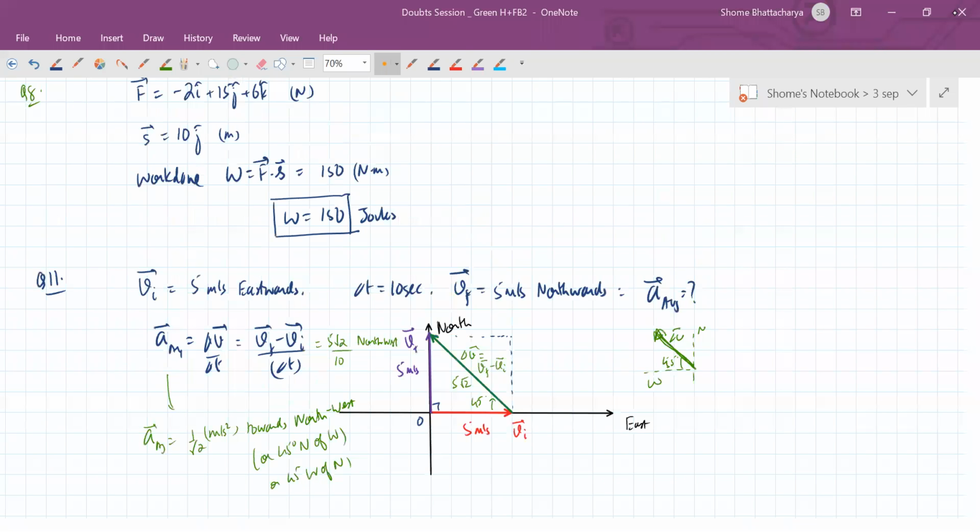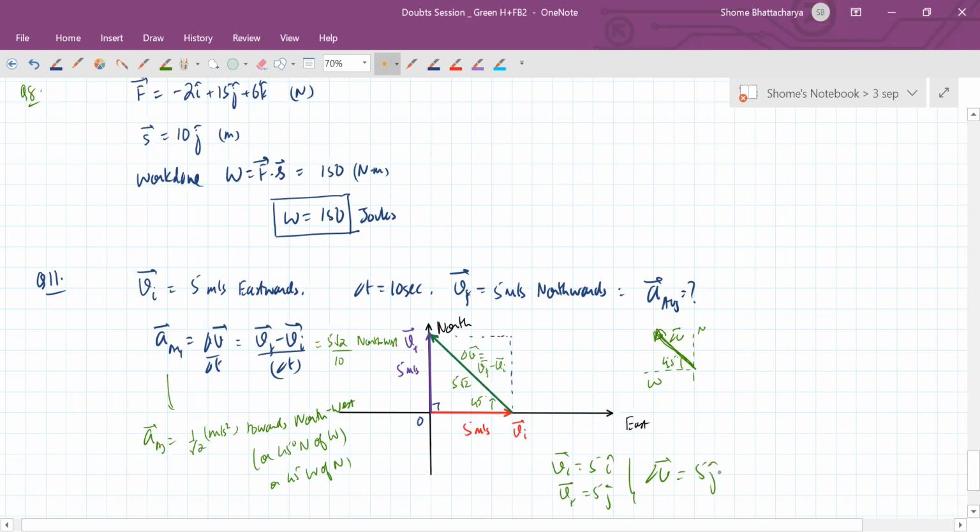The other thing you can do is, if you don't want to use the geometry here, you just write like this, no? That your initial velocity in component form you can write as 5 i cap. Your final velocity in component form is 5 j cap. So your delta V will become final minus initial. So 5 j cap minus 5 i cap. Now you draw this vector. When you draw this vector, you will see it's like this.